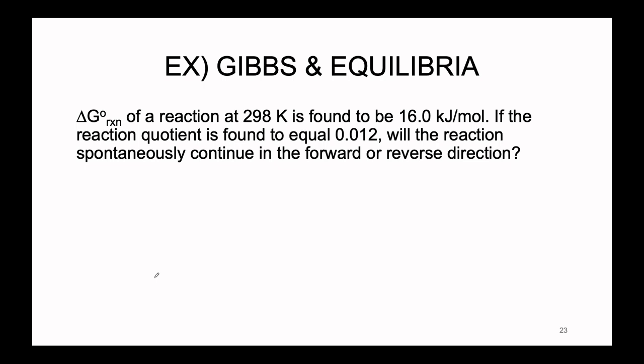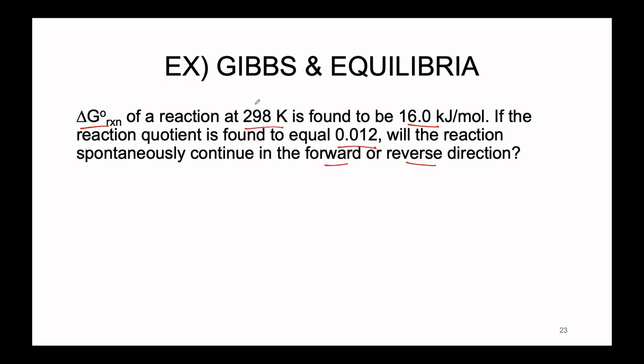All right, so let's look at an example calculation here. We have some information that has been provided to us: our delta G naught, the standard Gibbs free energy of reaction at 298 Kelvin, is found to be 16 kilojoules per mole. It doesn't necessarily matter what the reaction is, but we know what its Gibbs free energy is equal to. So if your reaction quotient, your Q, the balance of products to reactants, is found to be 0.012, is the reaction spontaneously continuing in the forward or the reverse direction?